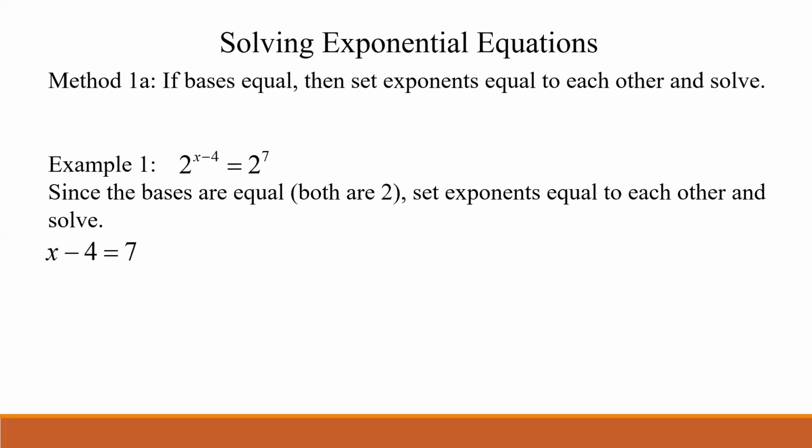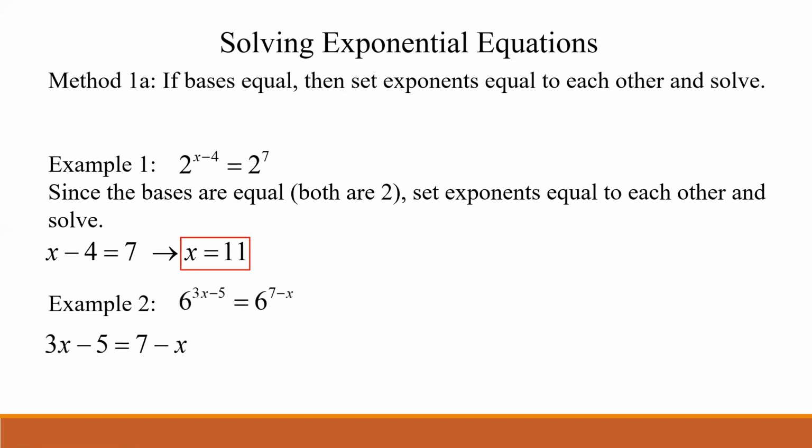Everybody knows how to do that. Add 4 to both sides, so you get x equals 11. Another example, 6 to the 3x minus 5 equals 6 to the 7 minus x. Again, as long as those bases are the same, we can just ignore those and deal with the exponents. So you have 3x minus 5 equals 7 minus x. And again, just do your algebra, and you end up with x equals 3. And that's going to be the solution, okay?